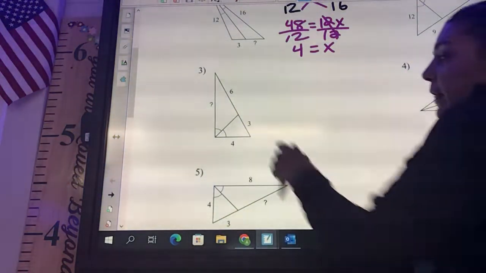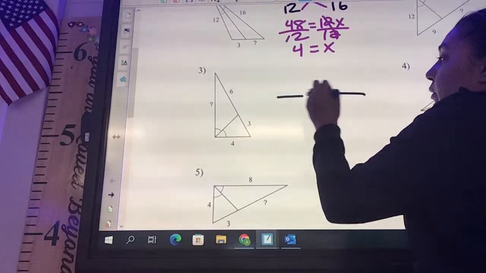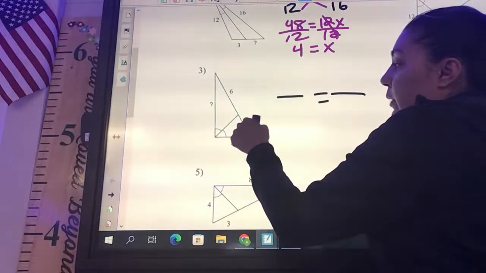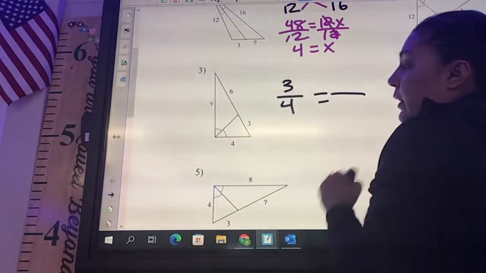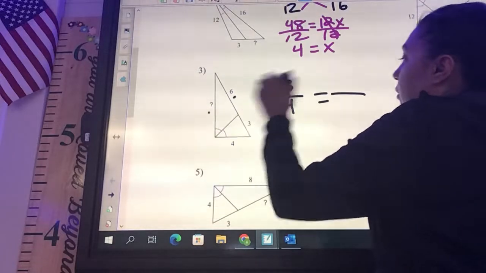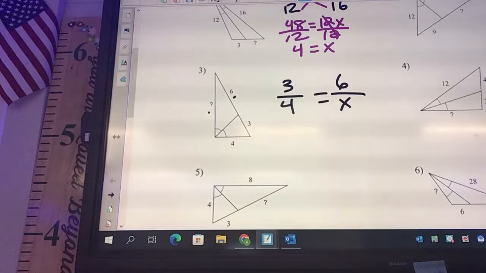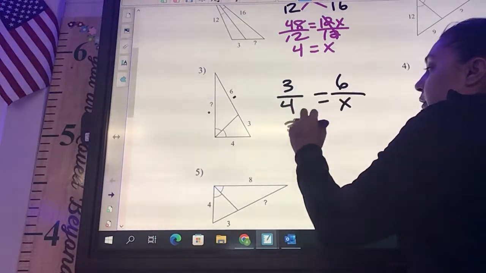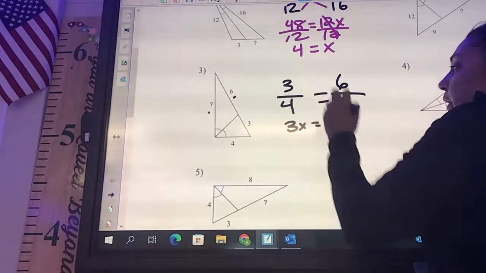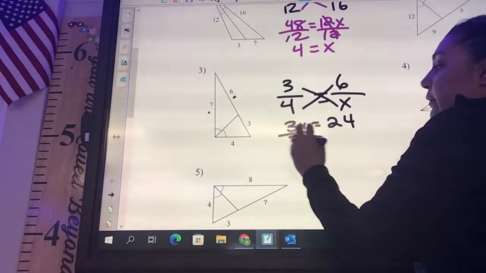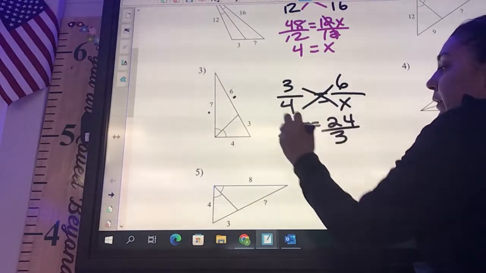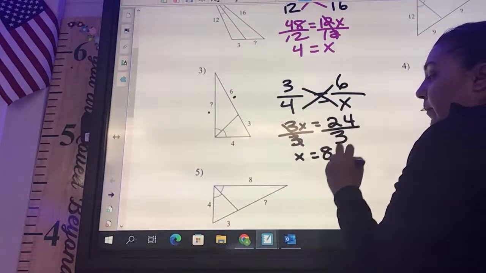Okay, so we got this side, so we got 2 of these, and let's start with the first triangle. So we got 3 over 4 is equivalent to 6 over, we can say x. So you're gonna get 3x equals 24. We cross multiply and then divide. So we're going to divide by 3. So you get x equals 8.